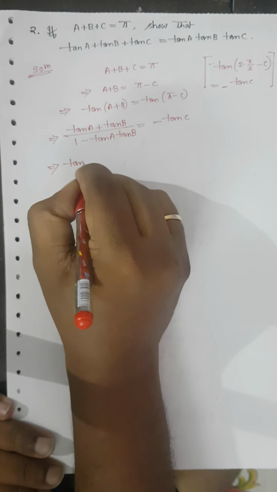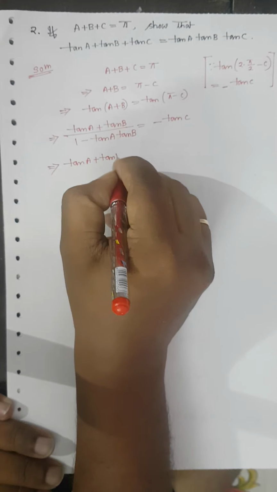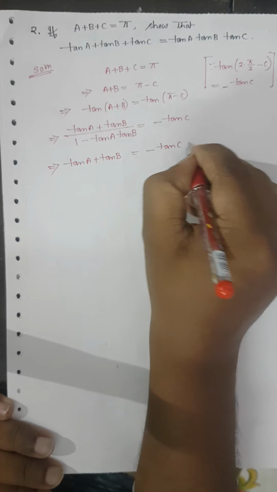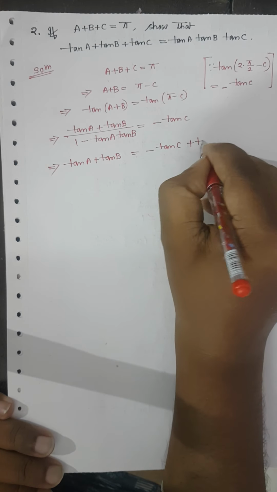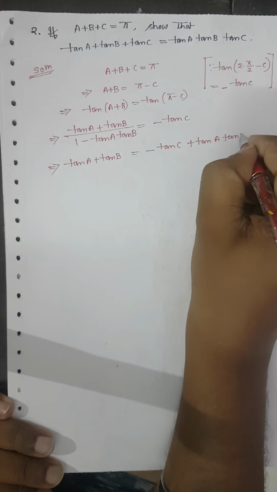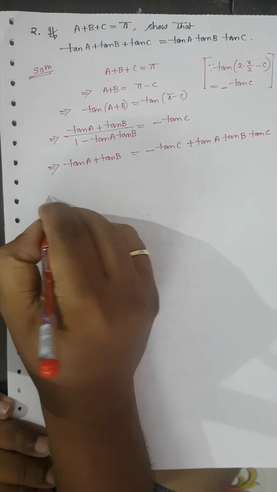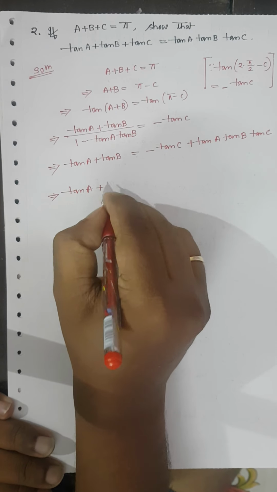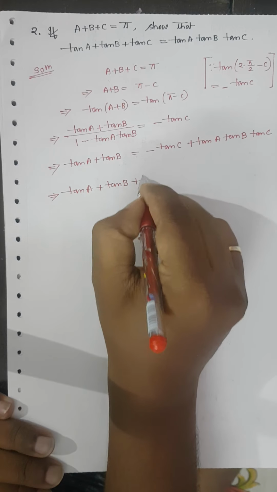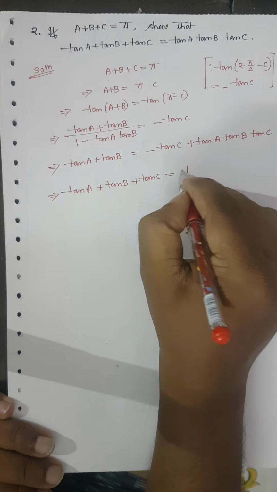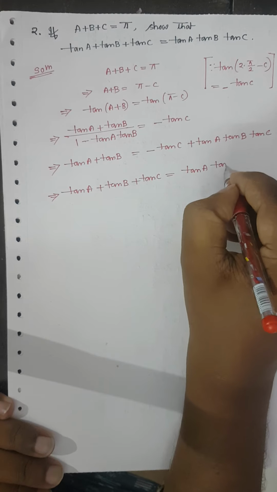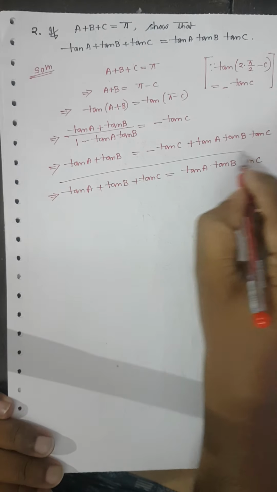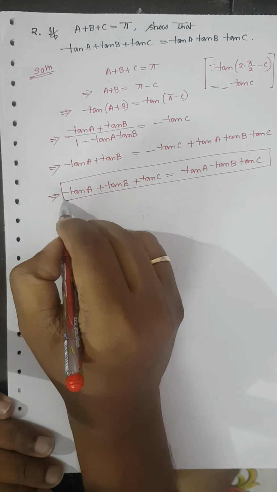So tan A by tan B, if I multiply by this, 1 into minus tan A, minus tan C, this is minus tan C, minus minus plus, this is tan A plus tan B into tan C. So if I take this on the left side, I will get tan A plus tan B plus tan C is equal to tan A plus tan B into tan C. So this is a very well known result for any triangle.